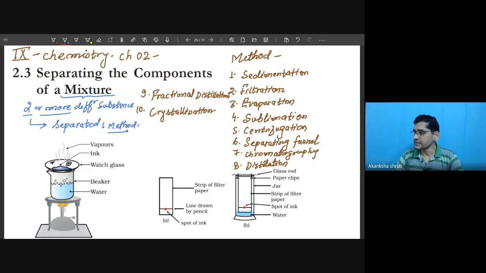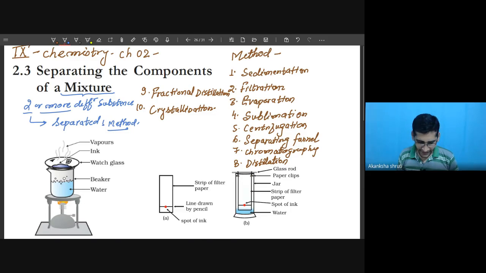In this, we have to learn what this method is, which kind of mixture this method is suitable for, and what the principle behind this method is, meaning why a particular method is suitable for a particular kind of mixture. That is basically decided by its principle. Once you understand the principle and the method, you can quickly anticipate whether a solution can be separated by this method or not. Those things we are going to learn today.